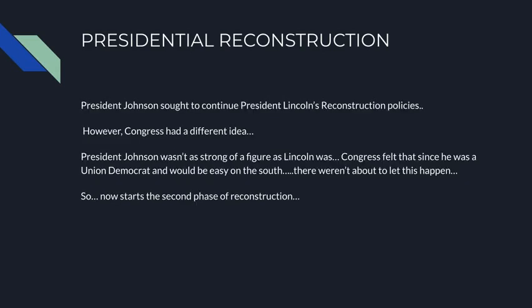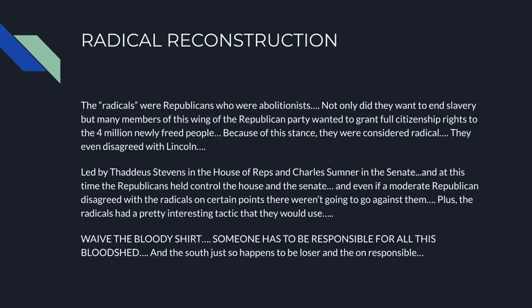All right. Like the slide before says, President Johnson sought to continue President Lincoln's Reconstruction policy. However, Congress had a different idea. President Johnson wasn't as strong a figure as Lincoln was, and Congress felt that since he was a Union Democrat and would be easy on the South, they weren't about to let this happen. So now starts the second phase of Reconstruction, known as Radical Reconstruction.